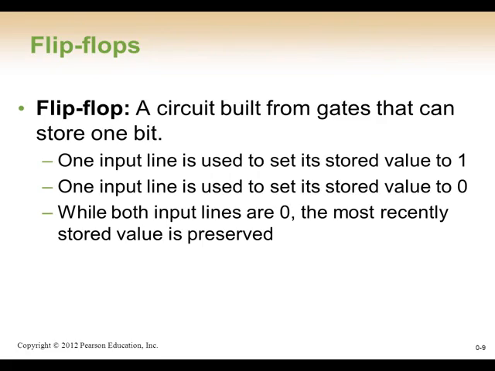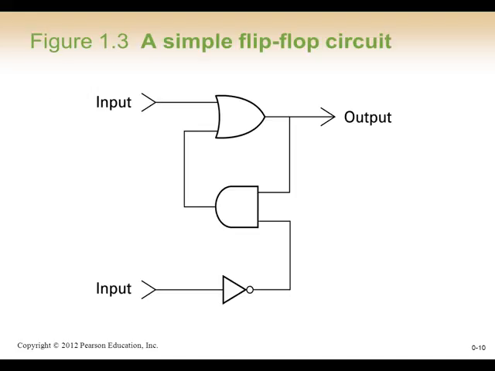A flip-flop is a circuit built from gates that can store 1 bit. So it's going to store 1 bit. That way we can use it. One input line is used to set its stored value to 1. One input line is used to set its stored value to 0. So we're going to use this 0 and 1 to get, while both input lines are 0, the most recently stored value is preserved. That way we can have some values before we start.